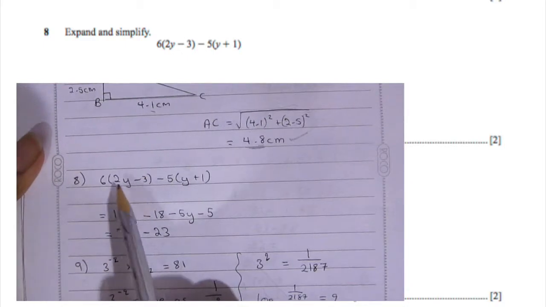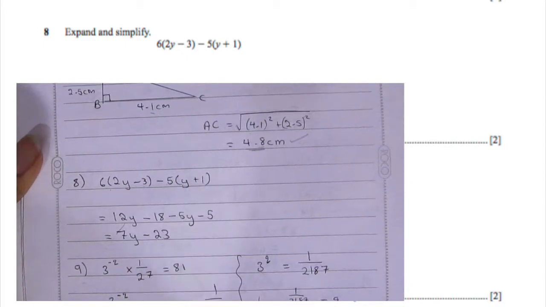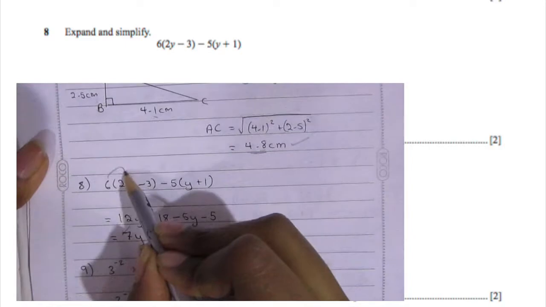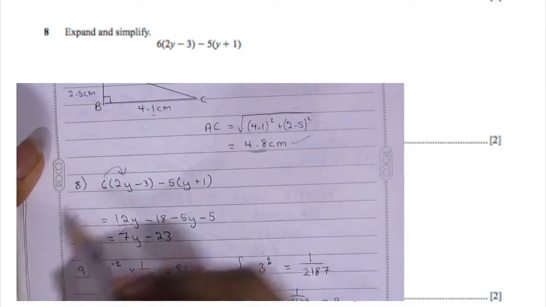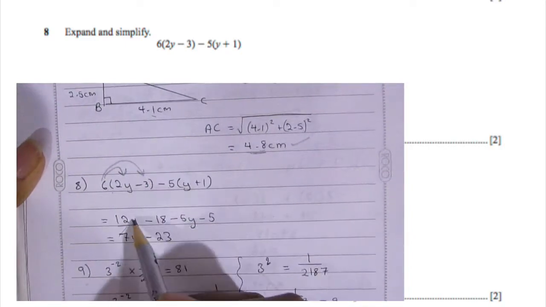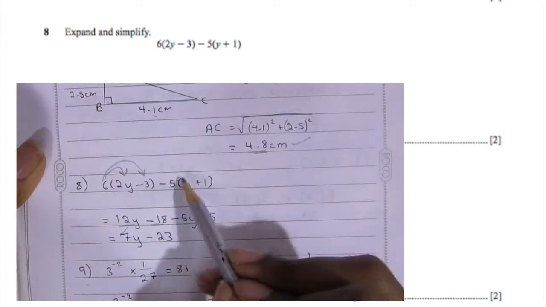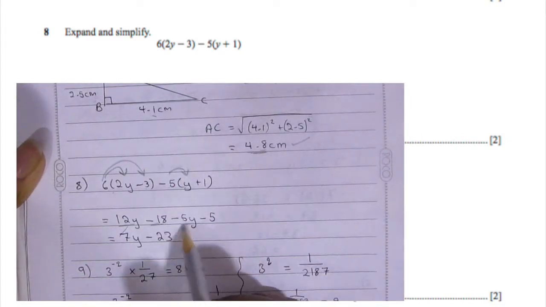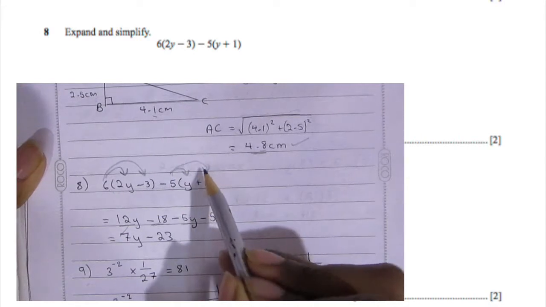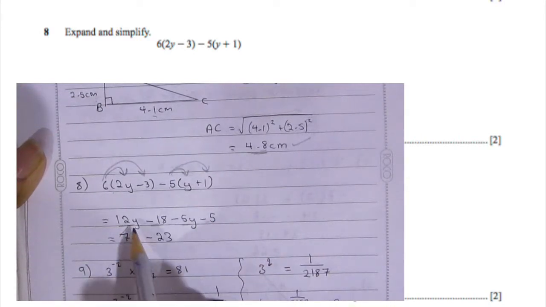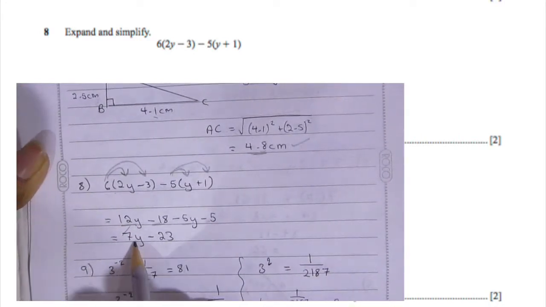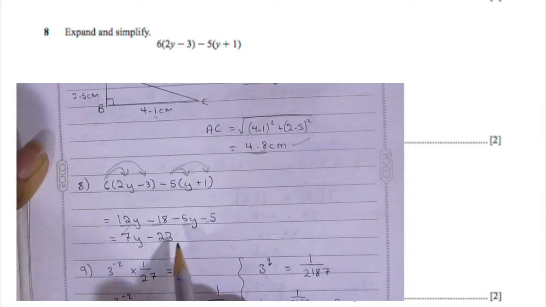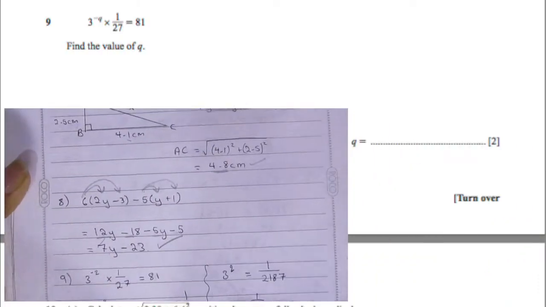Now for question 8, 6 and you're going to expand here. So 6 times 2y is 12y. 6 times negative 3 is negative 18. Then negative 5 times y is negative 5y. Then negative 5 times 1 is negative 5. Then you're going to simplify that. So 12y minus 5y is 7y. Negative 18 minus 5 is negative 23. And that is your final answer, 7y minus 23.